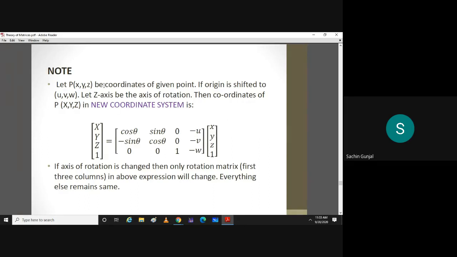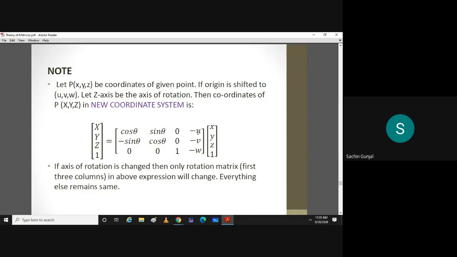So read it carefully. Let P of x, y, z be the coordinates of the given point, and the origin is shifted from 0, 0, 0 to UVW. The axis of rotation is z, and our target is to find the new coordinates x, y, z. That is given by this rotation matrix about z. This 3 by 3 matrix, you can check, is the rotation matrix about z.